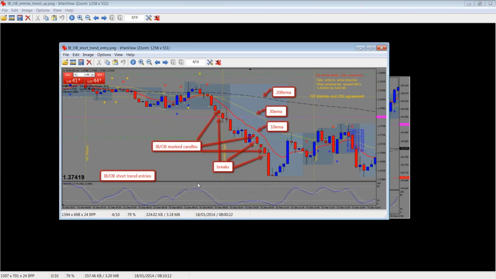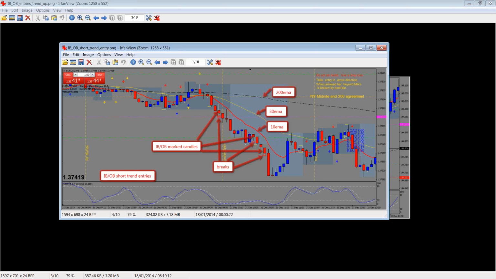Good. This is an inside and outside bar chart in a downtrend. So this would be a downtrend for taking inside and outside bars. Again, the 10 is below the 30, which is below the 200. Therefore, it's considered a downtrend. As long as the inside bars stay below the 10 and are marked, they would be considered an inside and outside bar below the 30.